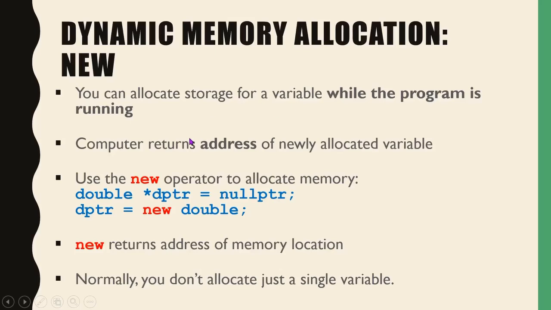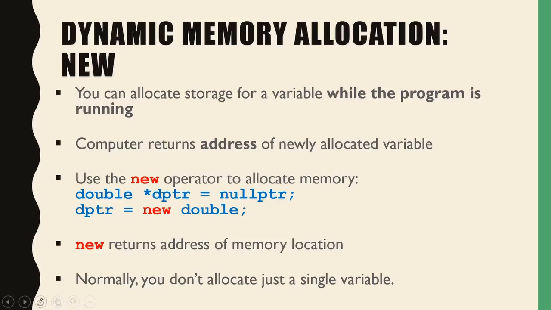Okay, so there's a new operator called new. This new operator is what allows us to dynamically allocate memory. Dynamic memory allocation is allocating storage for a variable while the program is running. The computer returns the address of the newly allocated variable. We use the new operator to allocate memory. So if I were to say new double, that would create a double variable in memory.